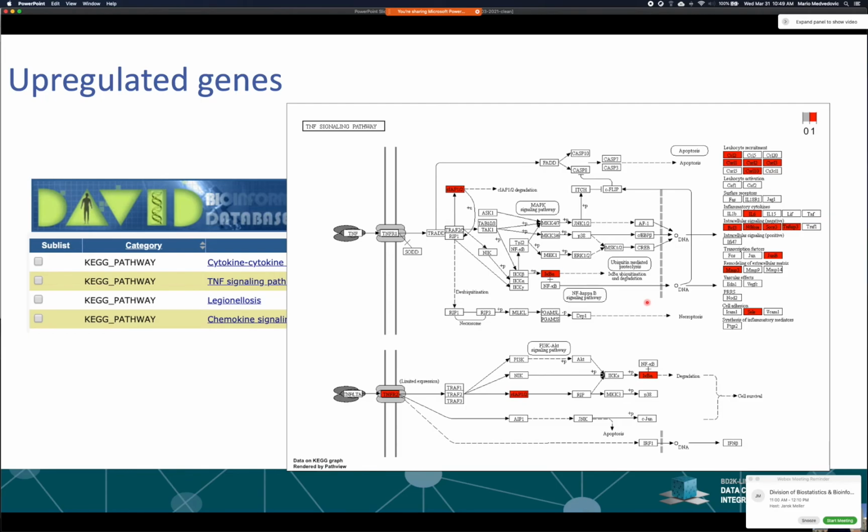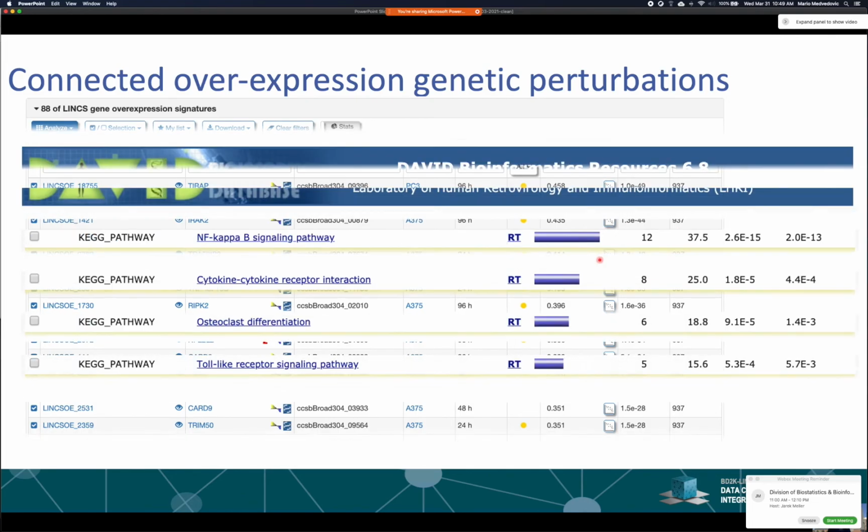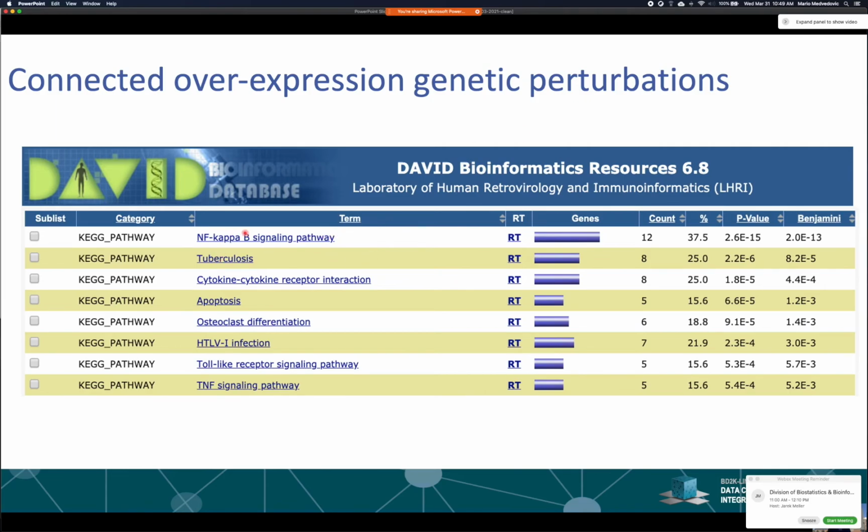But then, in the next analysis, we again first connect these upregulated genes with overexpression genetic perturbations. In this case, we don't look at knockdowns, we look at overexpression assays or perturbations, and now run enrichment analysis, again pathway analysis, on the genes that were targeted, that were overexpressed and produced correlated transcriptional signatures. And actually similar things show up again.